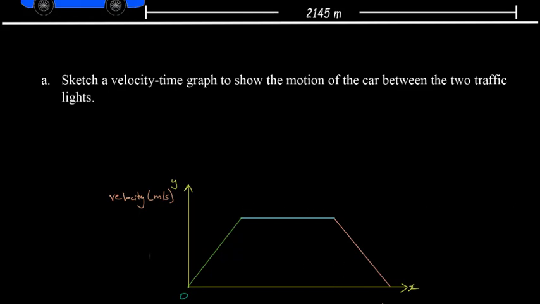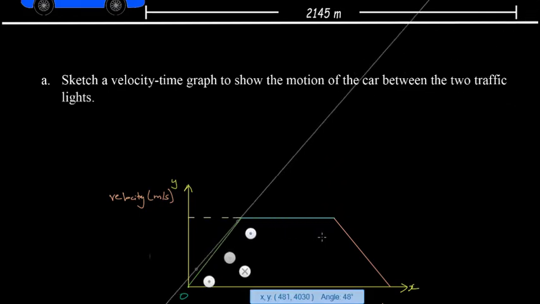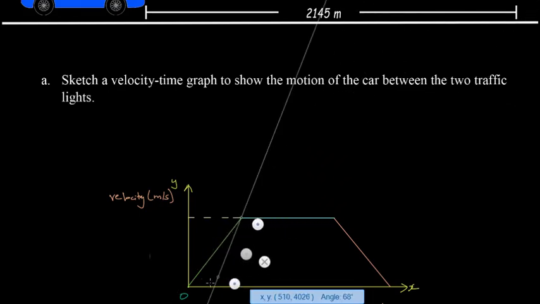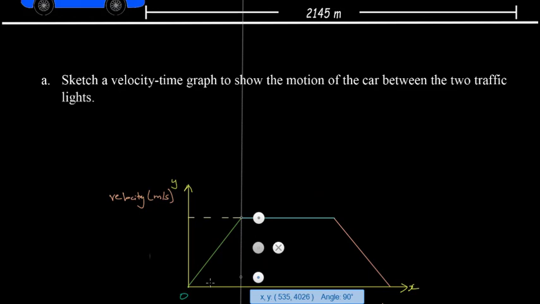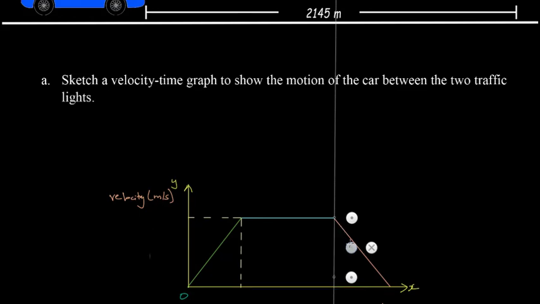So let's just put in some information here. So let me just consider, right, so the velocity here would be 22. So we're going to put that in shortly. Right, and then this now goes straight down. Alright, so that would be our velocity time graph.